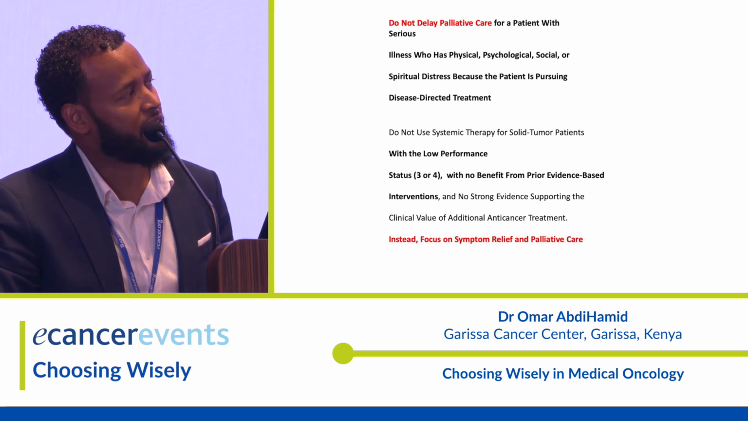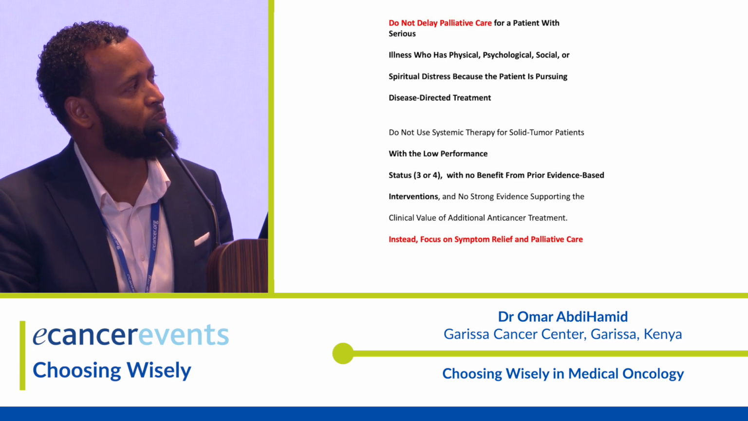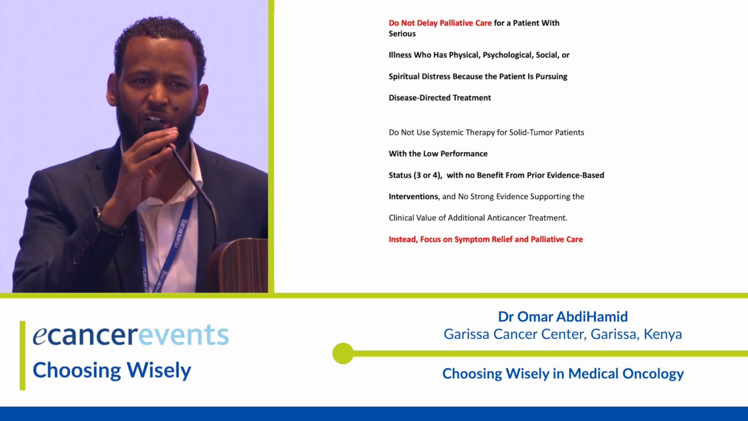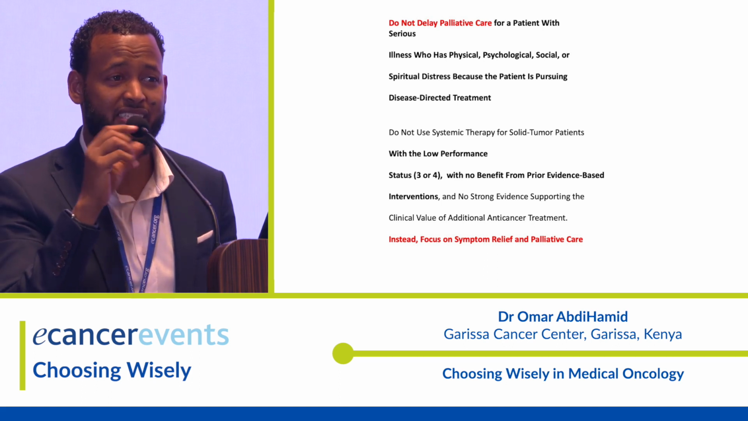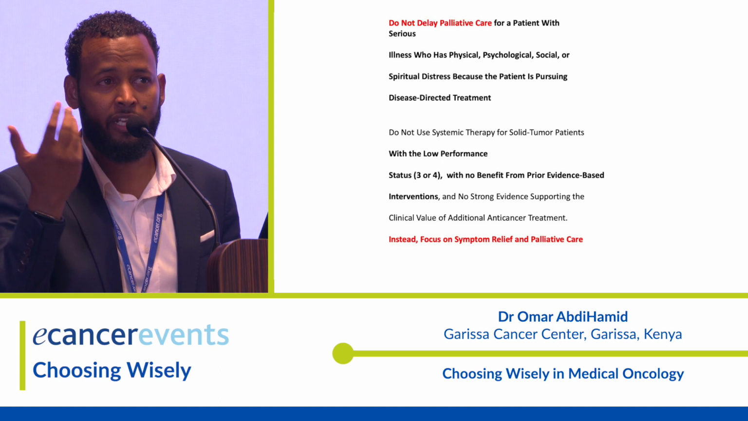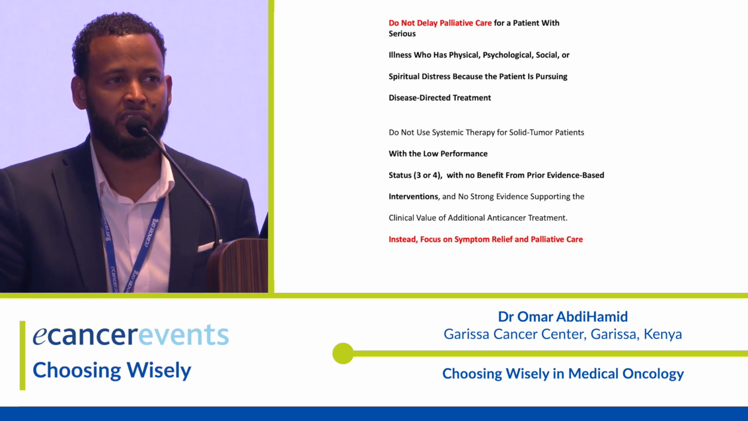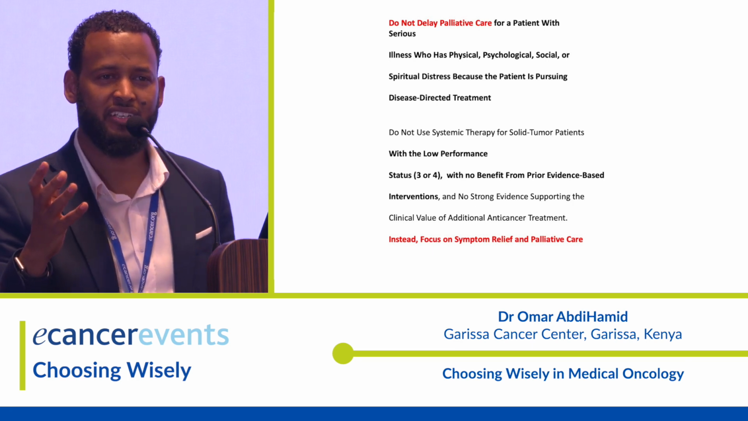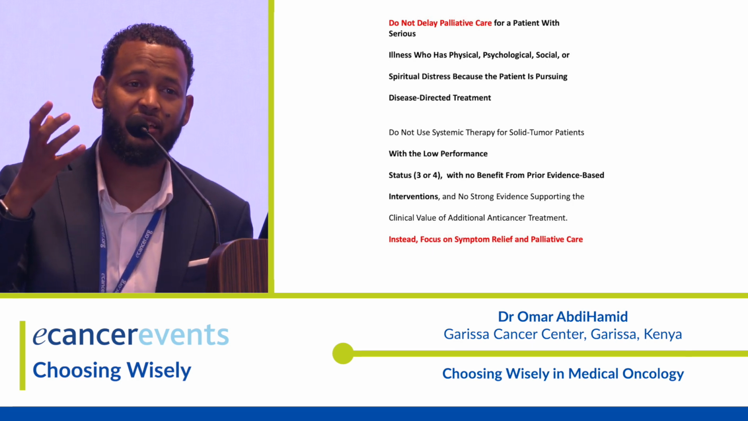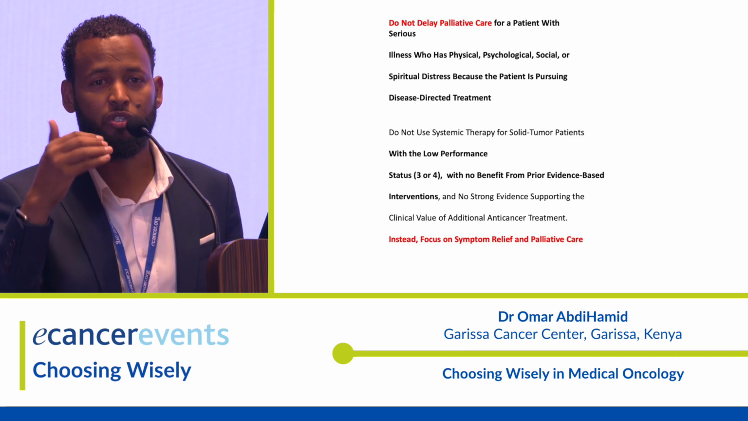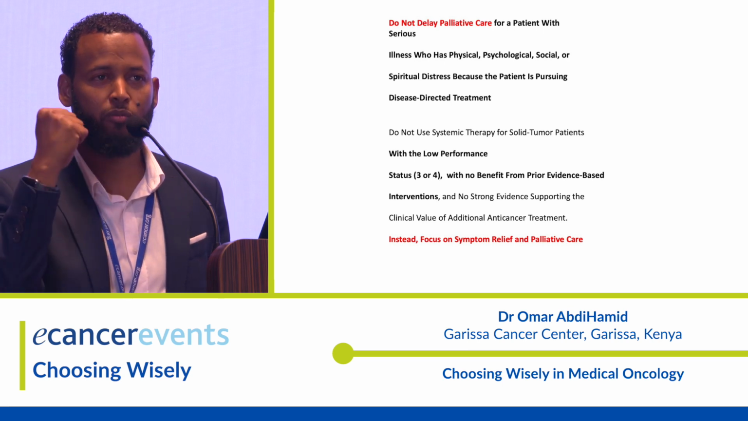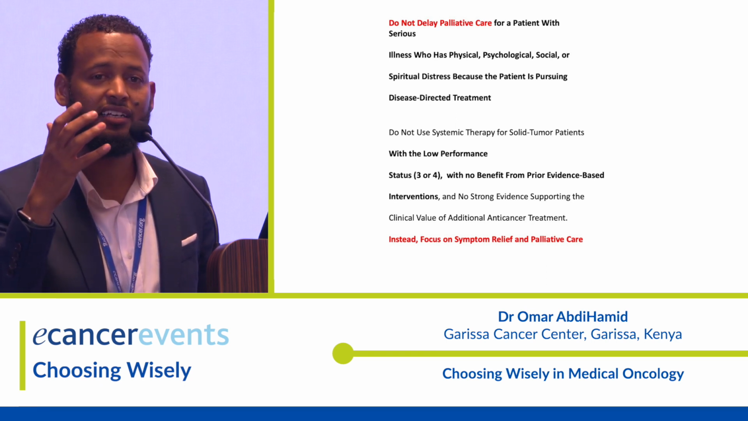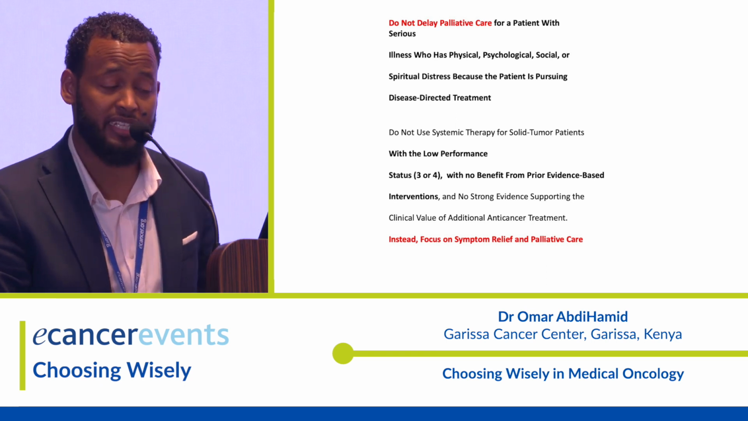No, it's not that. It's quality of life and should be discussed at the beginning of the diagnosis. Don't use systemic therapy for solid tumors with low performance status, no benefit. If a patient is really sick, old and frail, with an ECOG performance status of mostly 3 or 4, there's really no benefit in giving that person highly toxic chemotherapy. You're doing more harm than good, okay? Patients who are given chemotherapy should be well evaluated and assessed for tolerability, okay?